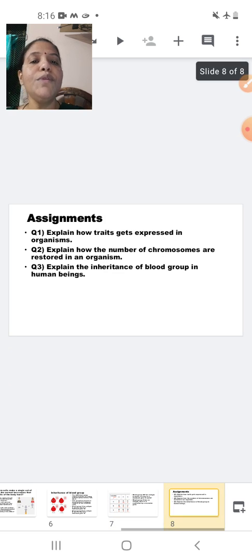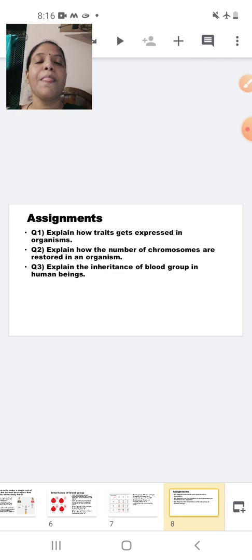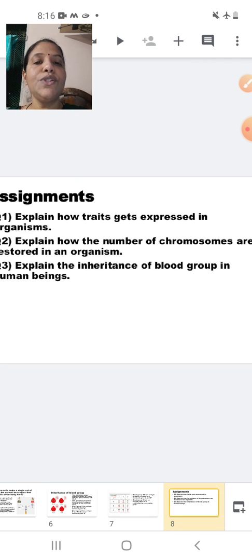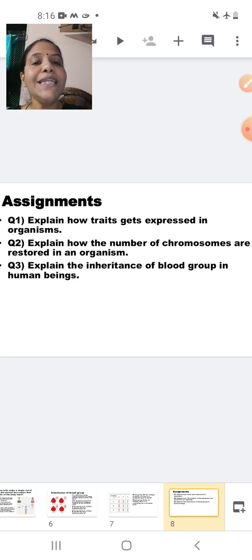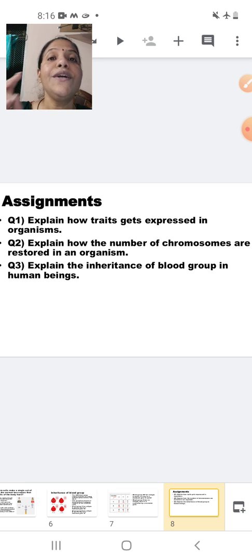So now let's move over to the assignment question. Now in the assignment question, students, explain how traits get expressed in an organism. In that you have to mention cell containing nucleus containing chromosome containing DNA containing gene. Then you have to mention how gene gives us a protein, and from a protein how the hormones are produced and how the hormones control the height of the plant.